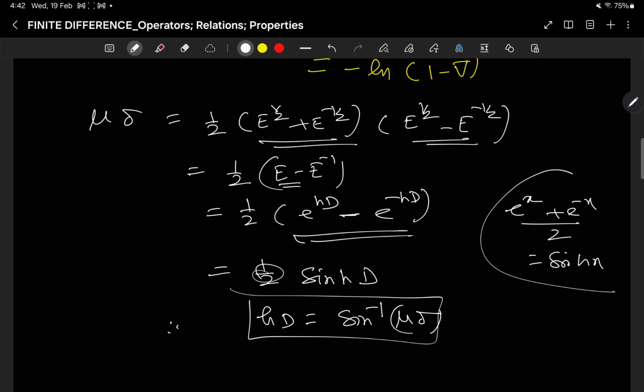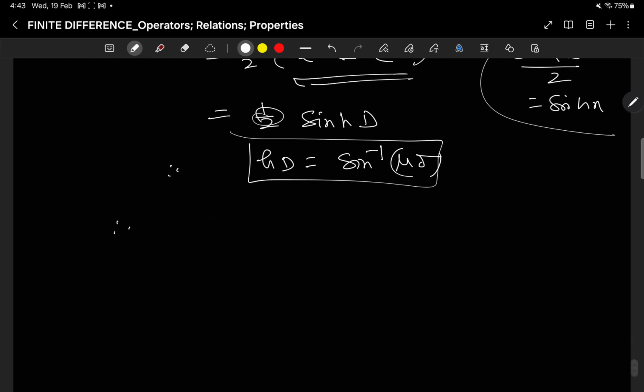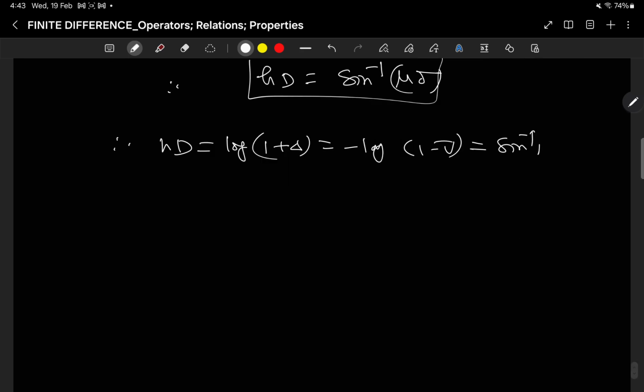Now if you combine all these things, you get hD is equal to log(1 plus delta), which is equal to minus log(1 minus inverted delta), which is equal to sine inverse of mu delta. So it is proved.